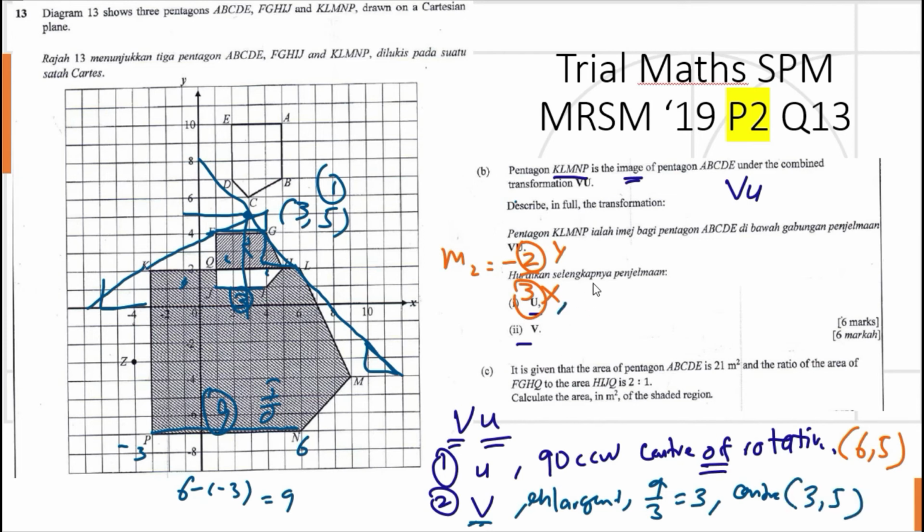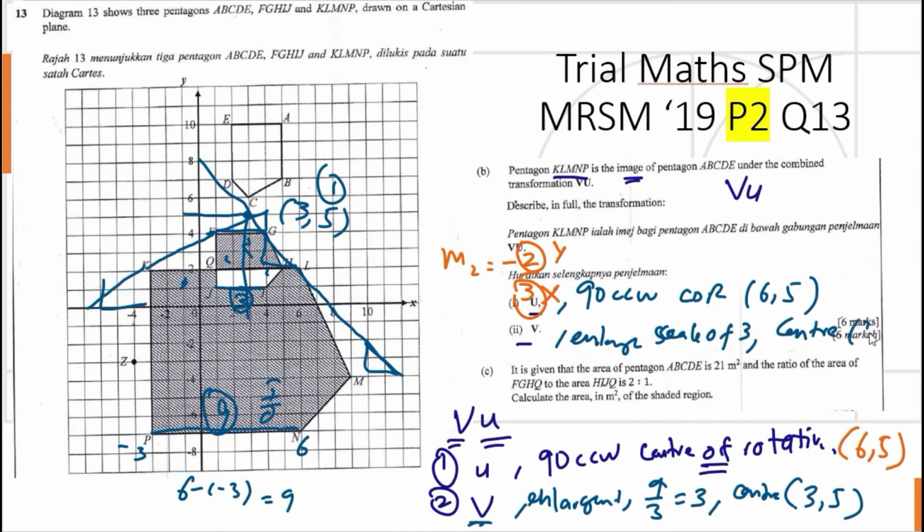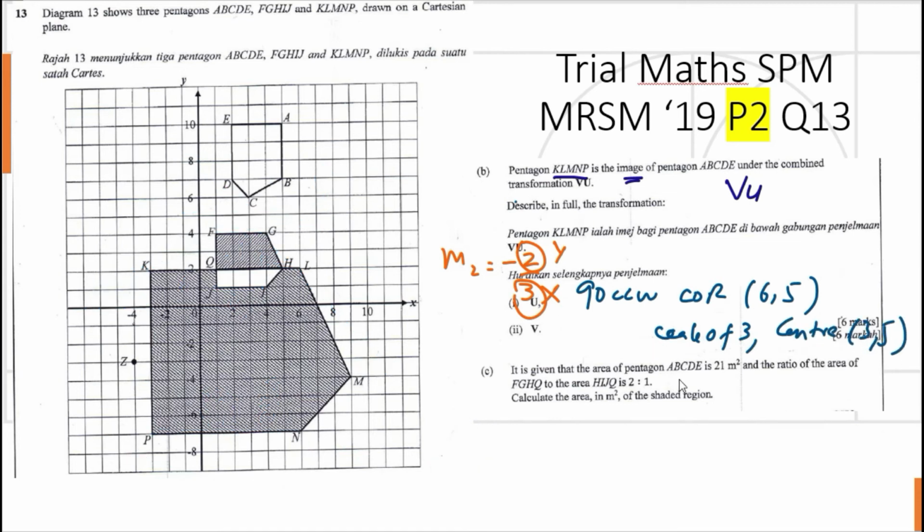So here 90 degrees counterclockwise, center of rotation is 6, 5, and here enlargement scale of 3, center 3, 5. Area of pentagon ABCDE is 21 meter square, and the ratio of the area of FGHQ to the area of HIJQ is 2 to 1. Calculate the area of the shaded region.